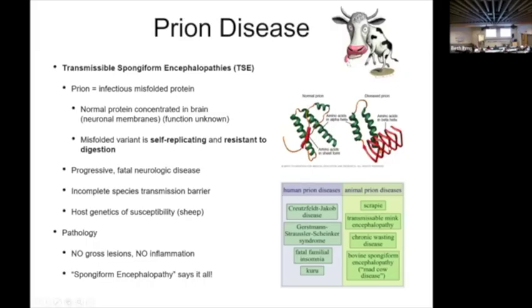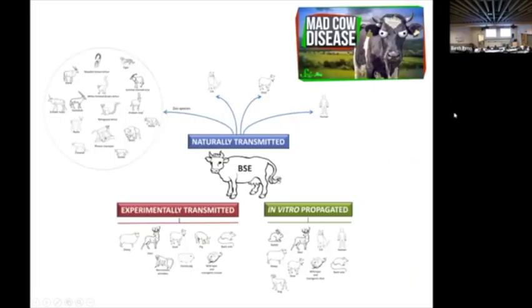This doesn't cause any gross lesions. There's no inflammation. So this is more of a degenerative disease presentation. And the lesion is basically spongiform encephalopathy, kind of speaks for itself. I will show you some photos and you'll be like, oh yeah, that does look like a sponge. So this is just kind of speaking to that incomplete species transmission barrier.